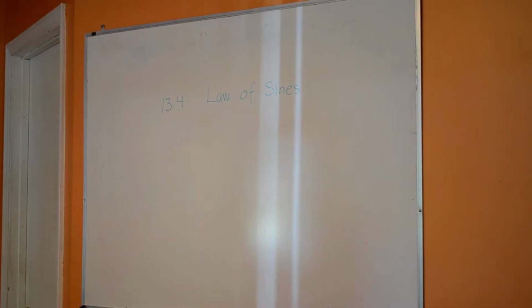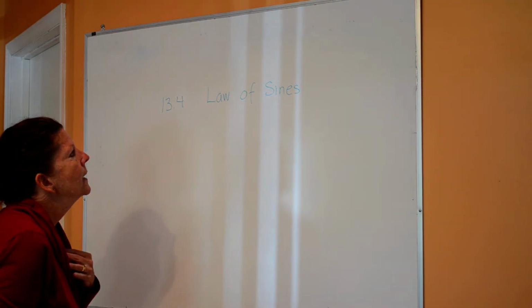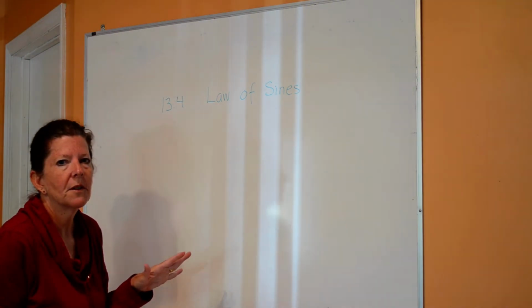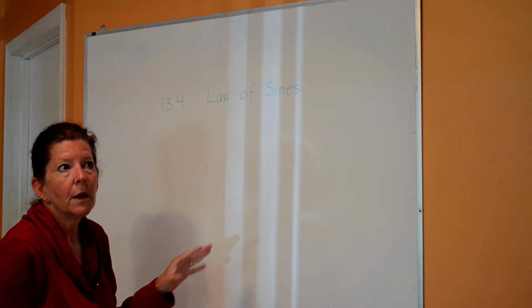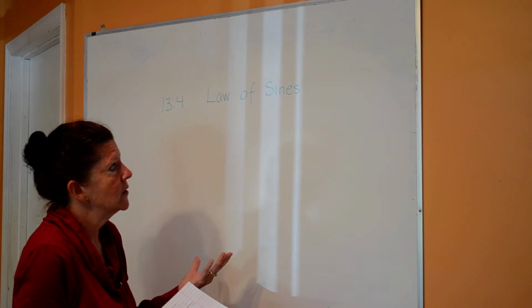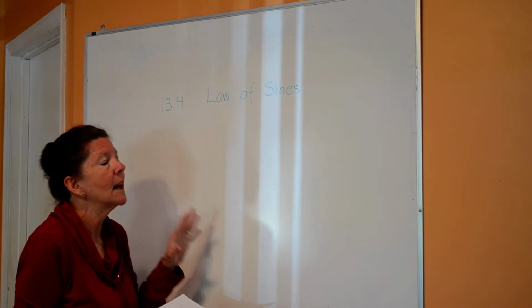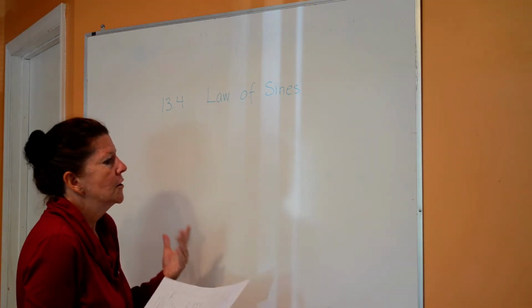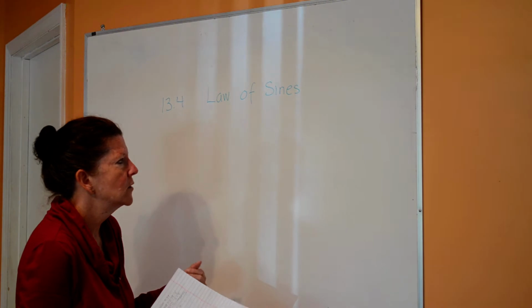Today we're going to discuss section 13.4, Law of Sines. Everything that we've done up to this point in this chapter has to do with a right triangle. Today we're going to work with triangles that are not a right triangle. Now we can't use the regular 6 trig functions on a non-right triangle. So there has to be another way of solving for a triangle that's not a right triangle.